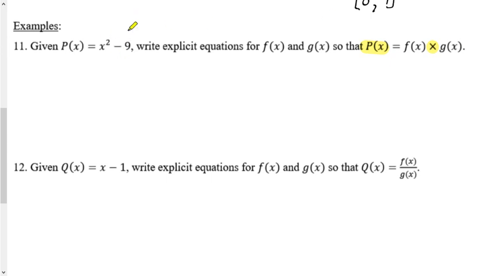Similar idea for number 12. Now we're going to divide two functions to end up with this q of x function. What might these two functions be so that when you divide them, you end up with this as a simplified expression? So pause the video here and do questions 11 and 12, please.